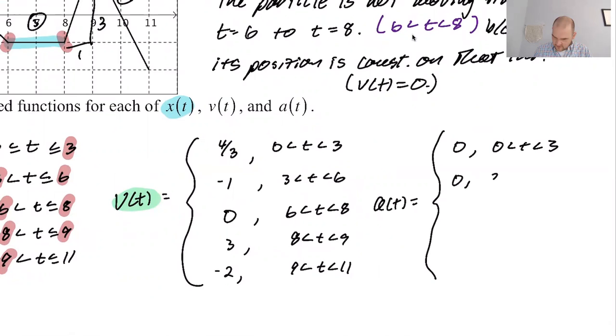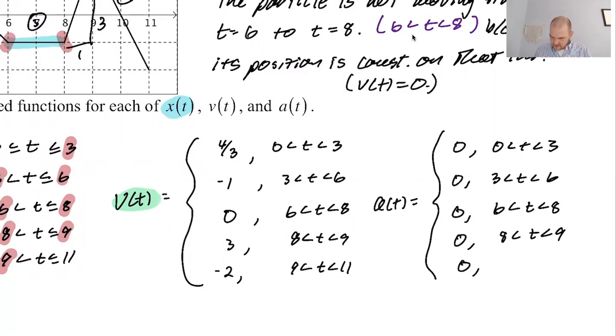Between 3 and 6, and then it's 0 between 6 and 8. Is there a better way to write this? Probably. Is this right? Yes.